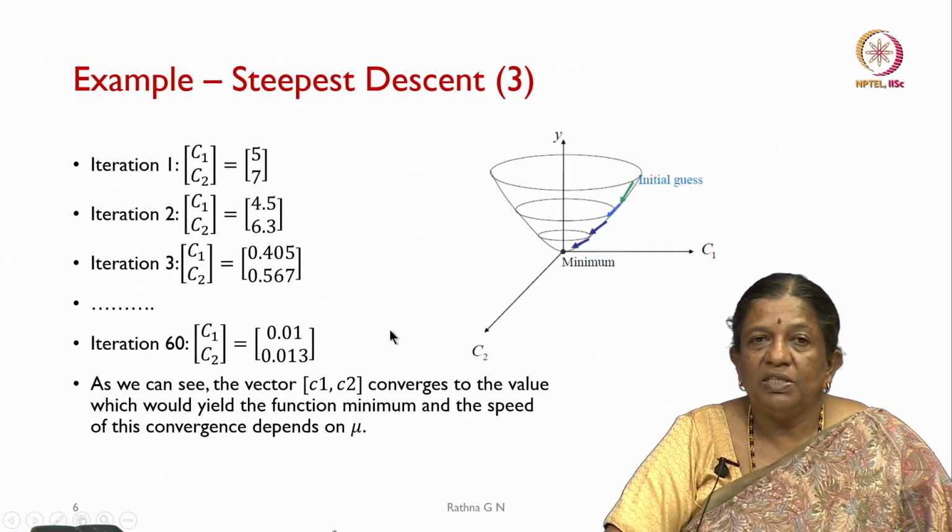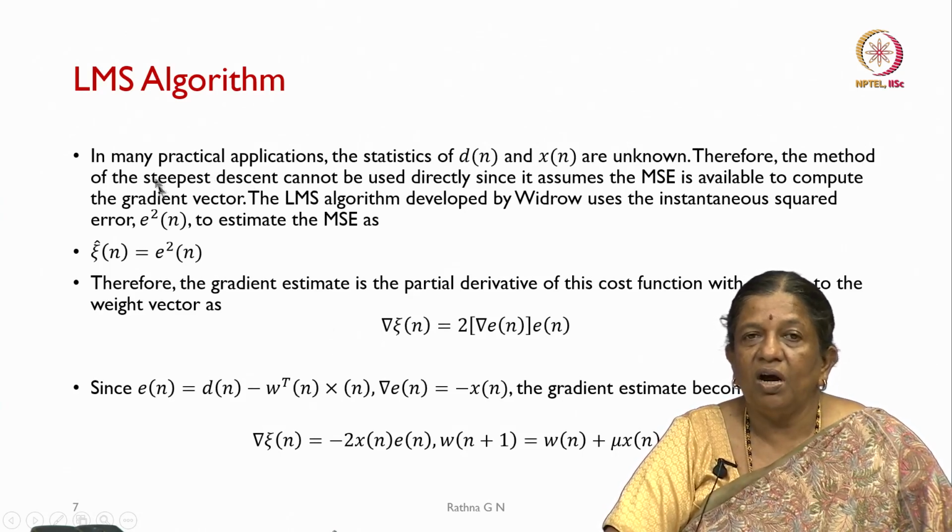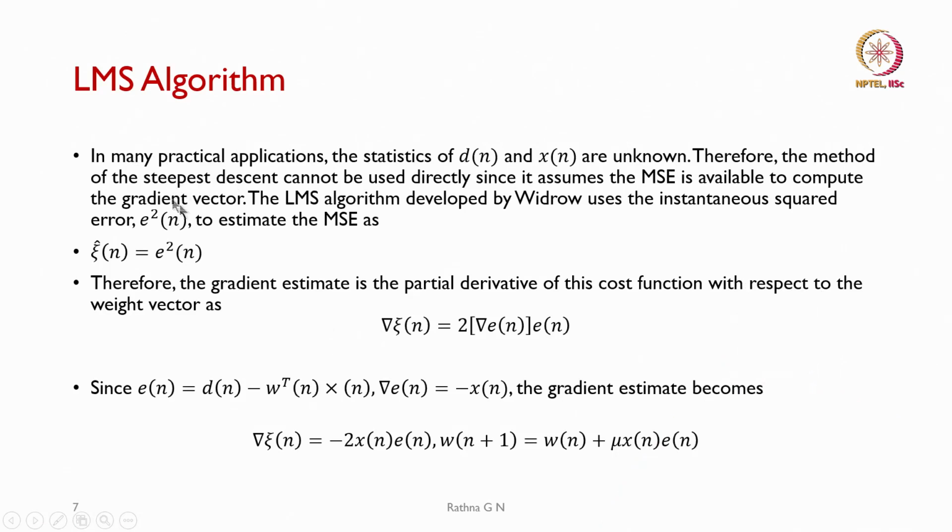So, now what is going to happen? How to calculate the mu, or how to arrive at the least mean square algorithm, is what is shown here. In many practical applications, the statistics of our desired signal d of n and x of n, that is the input signal, are going to be unknown. So, the method of steepest descent cannot be used directly, since it assumes the mean square error is available to compute the gradient vector.